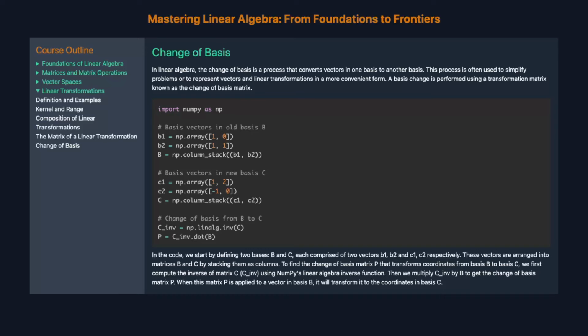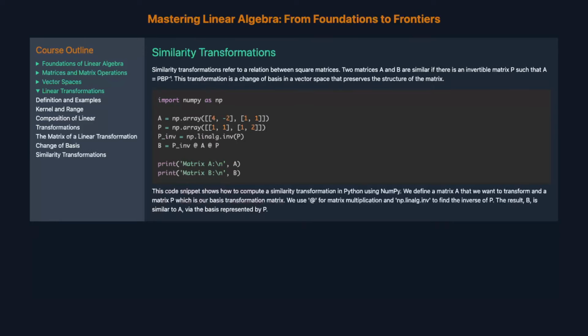Similarity transformations. Similarity transformations refer to a relation between square matrices. Two matrices A and B are similar if there is an invertible matrix P such that A equals P B P inverse. This transformation is a change of basis in a vector space that preserves the structure of the matrix.